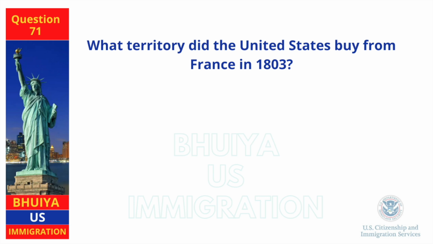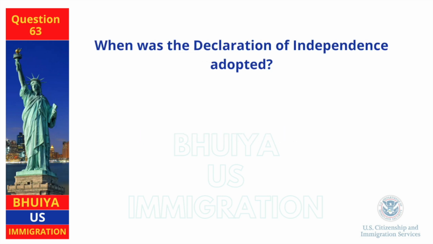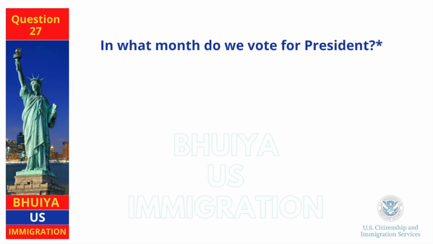What territory did the United States buy from France in 1803? The Louisiana Territory. When was the Declaration of Independence adopted? 4 July 1776. In what month do we vote for president? November.